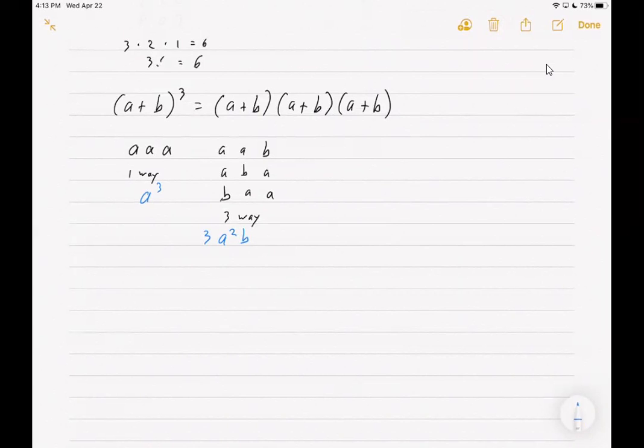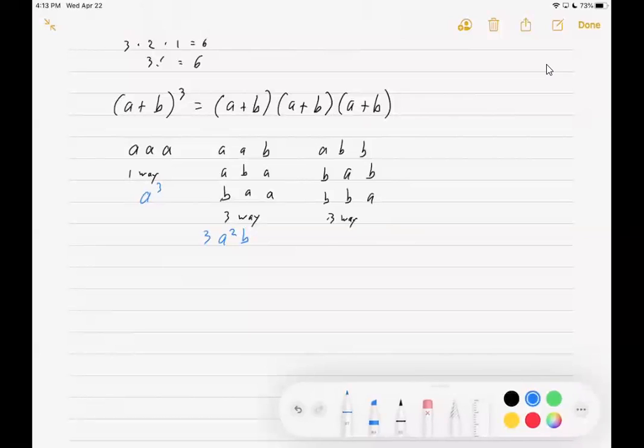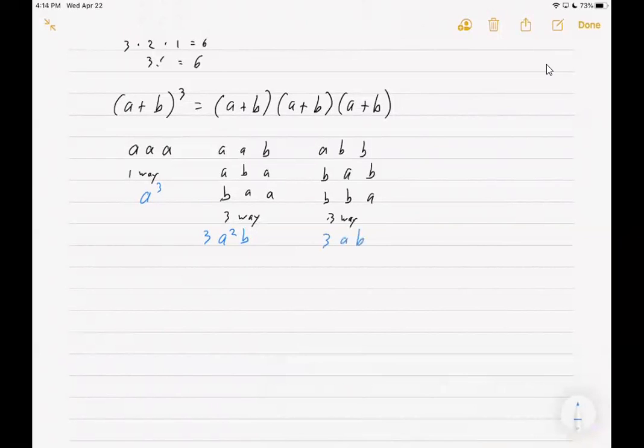Now, if we go picking out of the hat again, we could pick an A followed by two B's. But we could have also gotten one A and two B's by saying B, A, B, or B, B, A. So those are all ways that we could pull out one A and two B's. Notice again, there are three ways to do that. So this is, switching colors, 3 A B squared.